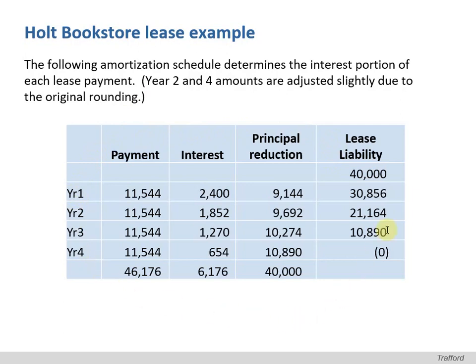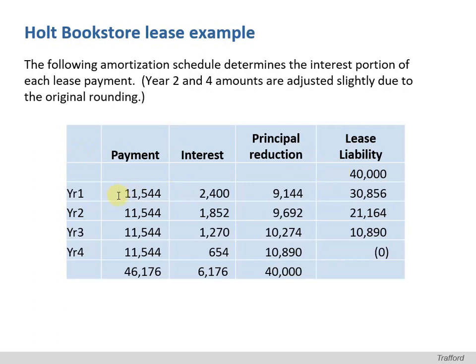So basically, this lease amortization schedule is really similar to any loan amortization schedule. It's set up the same exact way. So in our case, the lease liability starts out at $40,000. That's the present value of all of those future lease payments.